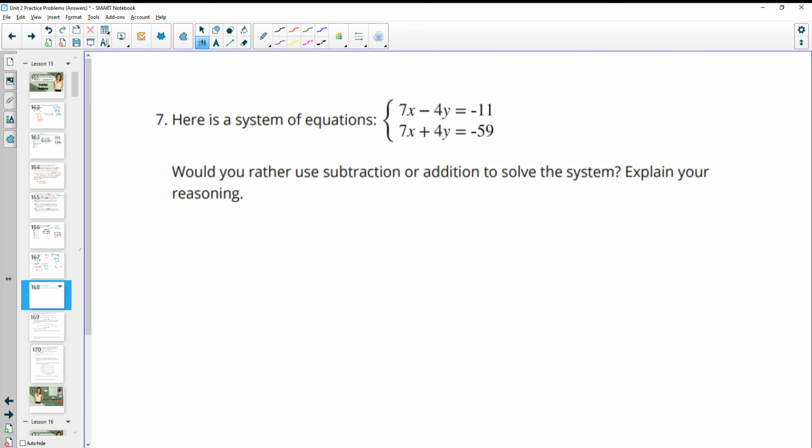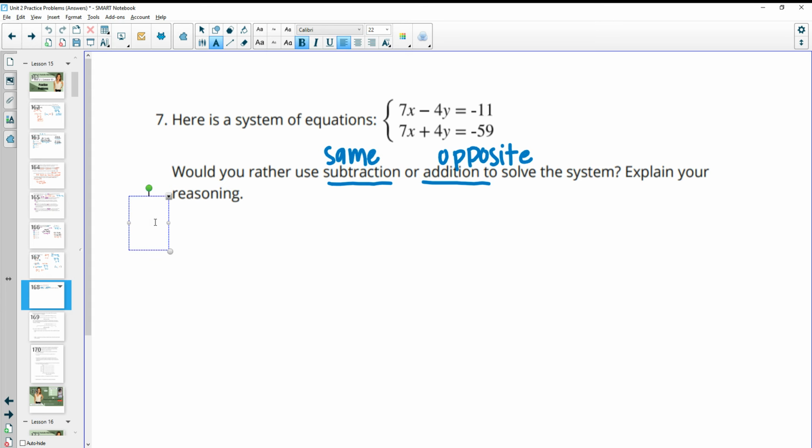Number 7 gives us another system of equations, and it asks us if we would rather use subtraction or addition. Now with subtraction, you want the same coefficients on a variable, and with addition, you want opposites because you want them to equal out to 0. So in this case, our x's are the same number and our y's are opposite numbers. So you can do either of these. It just depends on your personal preference. So either answer is fine here as long as you back it up with y.